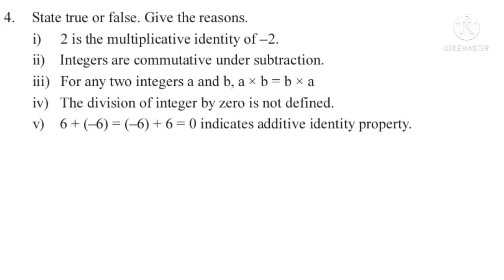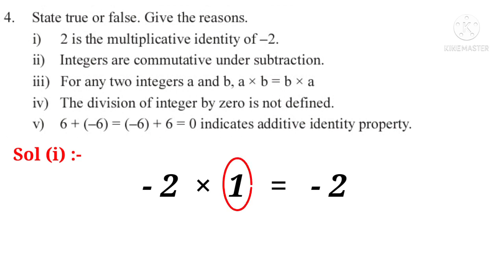Now number 4. State true or false. Give the reasons. Solution 1. 2 is the multiplicative identity of minus 2. We know that minus 2 when multiplied with 1 gives minus 2. Here 1 is called the multiplicative identity. So the above statement, 2 is the multiplicative identity, is false.